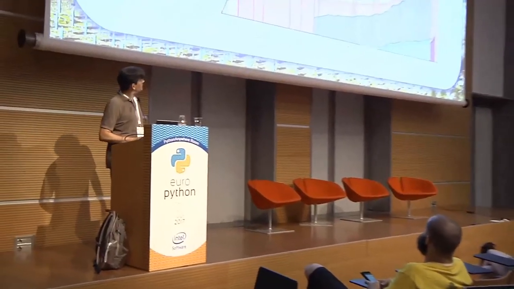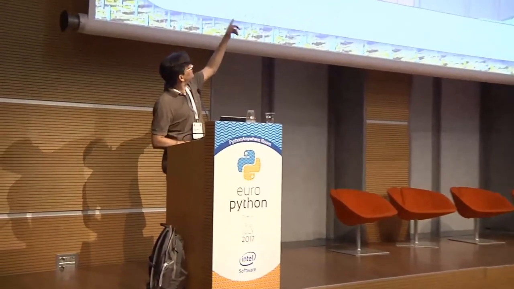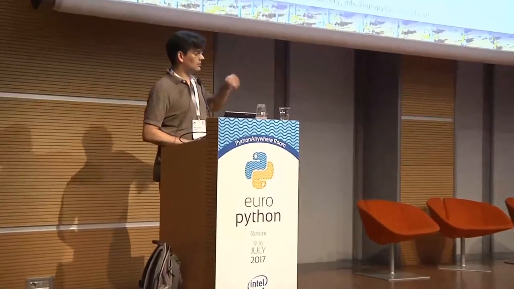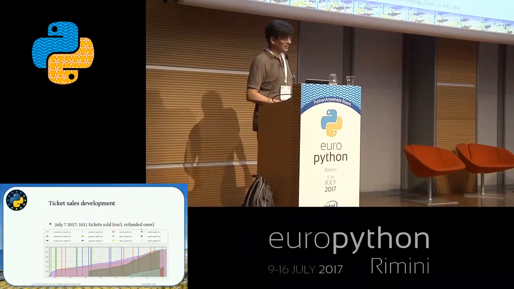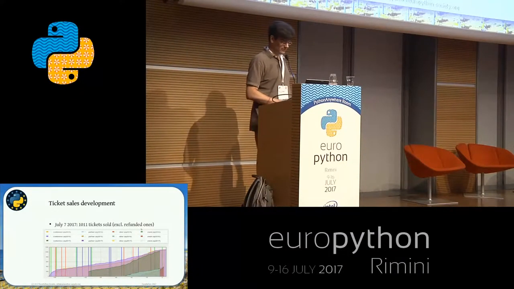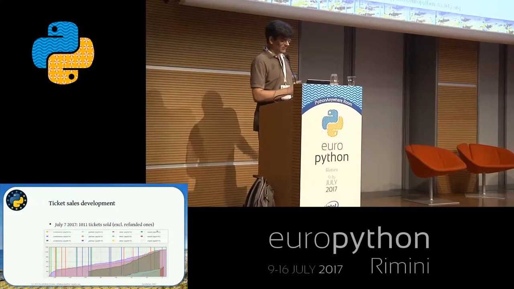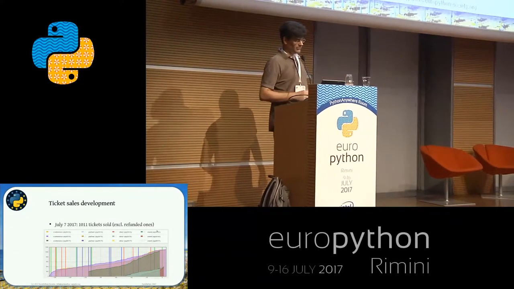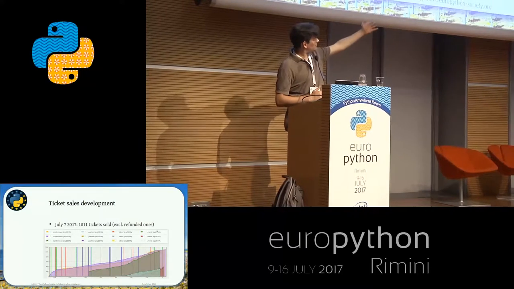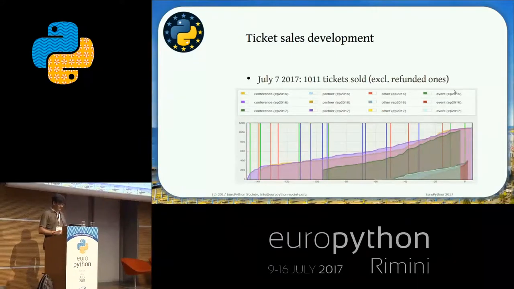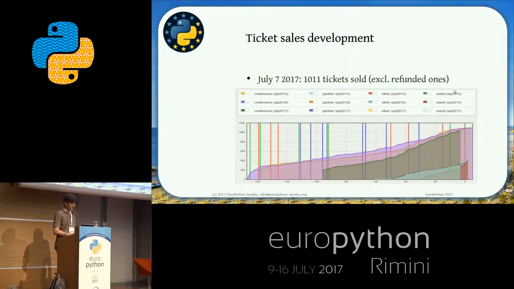The number up here, the 1,011, that's with the refunded tickets removed. The chart does not show this. So if you compare the various years, we always have more or less the same outcome. Because I don't think that in previous years we had fewer refunds.